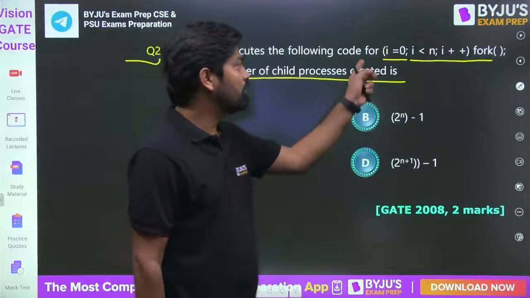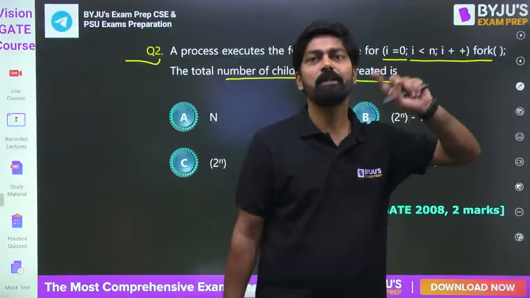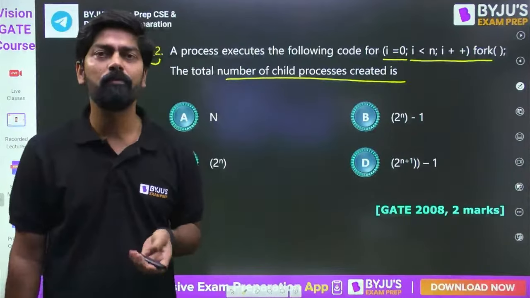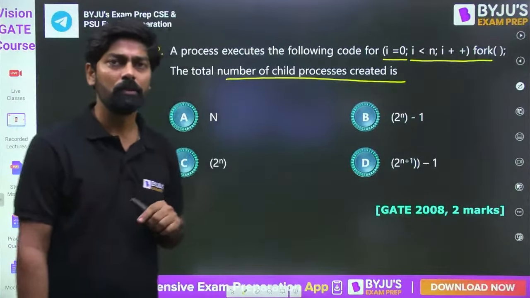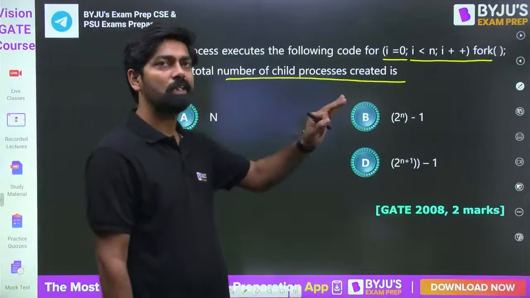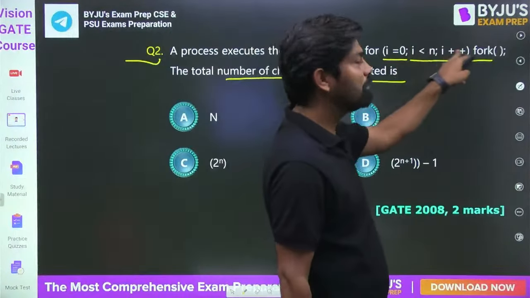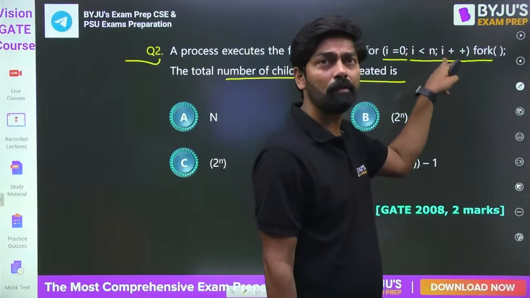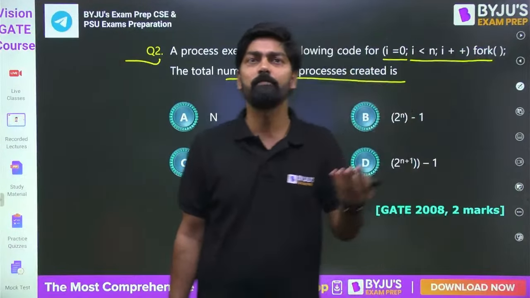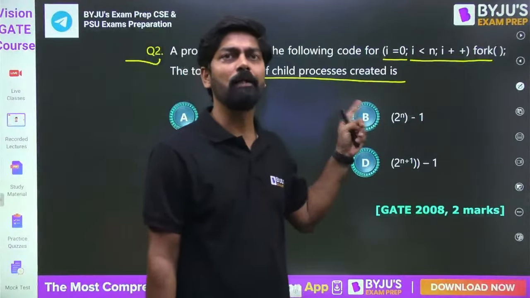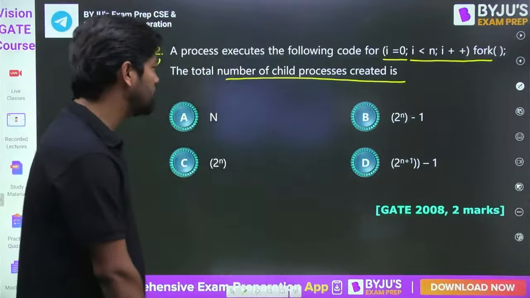Fork is a system call, a Unix system call. With the help of that, we are able to create child processes. So we have n processes, they are telling. This is n. So we have n fork system calls. If we have n fork system calls, how many child processes have been created? It is an easy question, see clearly.